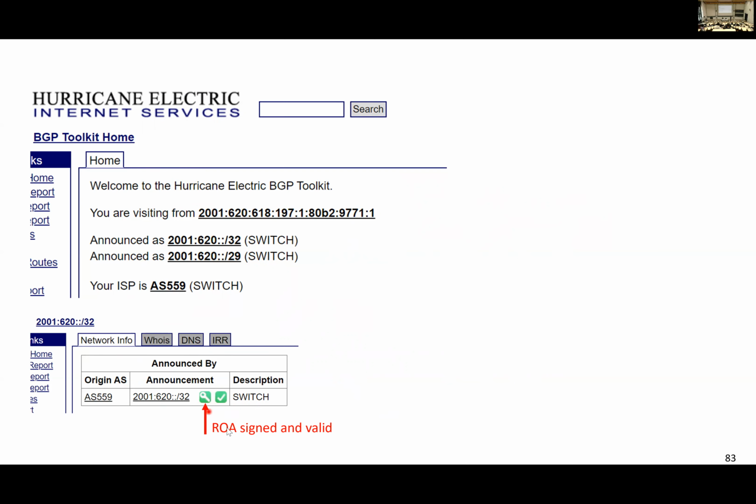And here it will say that I have learned about your address through a BGP announcement that is signed and is valid here. So Hurricane Electric is using Routinator and is verifying whether such an announcement is signed and valid. Not all announcements are valid and signed. If it's signed and invalid, then probably you delete it.